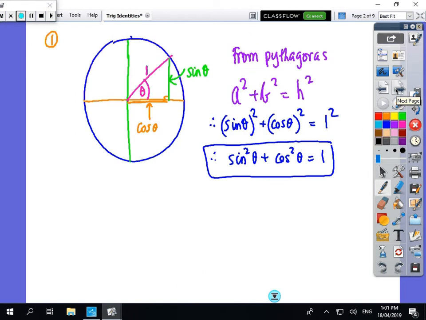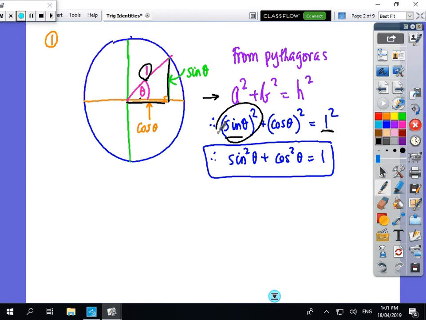Okay, so the first proof is quite easy. We've got the unit circle. The green line is the length of sine. This is the angle of theta. The horizontal is the length of cos. And from Pythagoras, a squared plus b squared equals h squared. The hypotenuse is 1, so that's 1 squared. So sine theta squared plus cos theta squared equals 1.